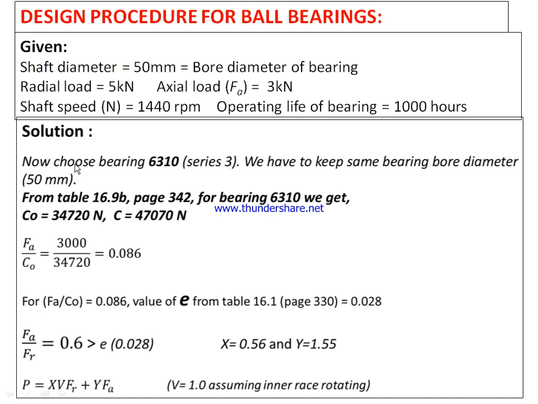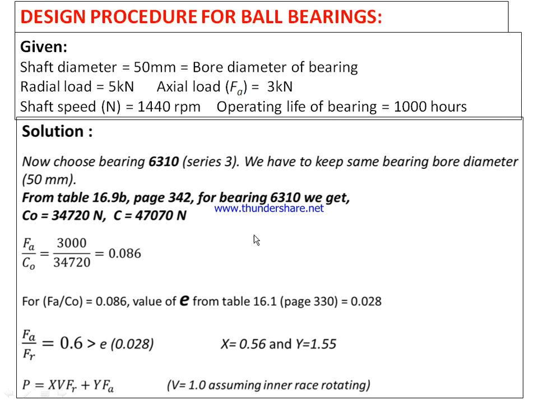You have to choose the next series of bearings. Instead of 6210, you have to choose 6310. 63 means medium series, right? So again repeat the entire procedure. We cannot change the bore diameter of the bearing. It has to be the same, 50 millimeter. So hence you have to choose the next series, medium series, deep groove ball bearing.